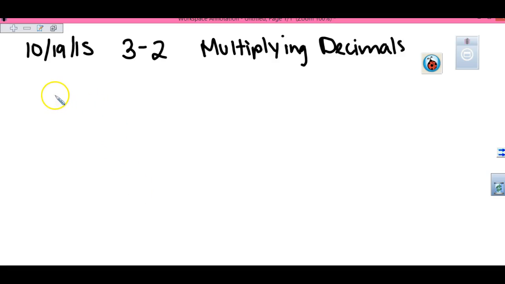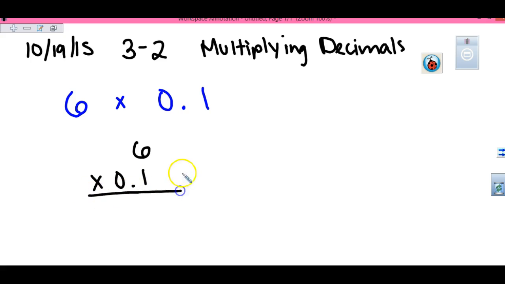Today we're multiplying decimals. So we're multiplying an integer times a decimal. Let's say 6 times 0.1. So I'm going to rewrite this problem vertically. 6 times 0.1. So in multiplication we don't have to line up our decimals.